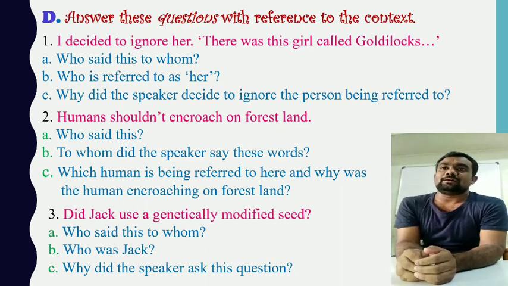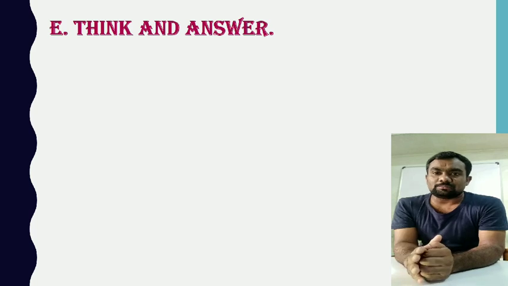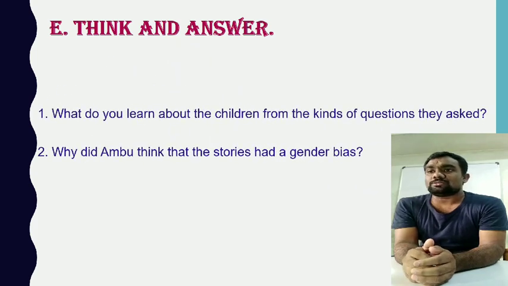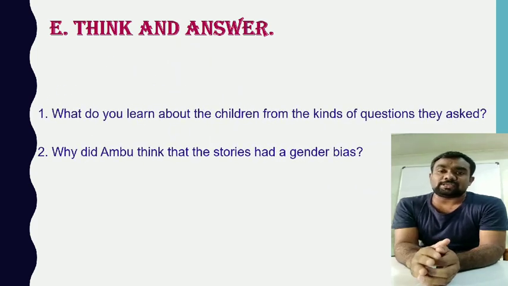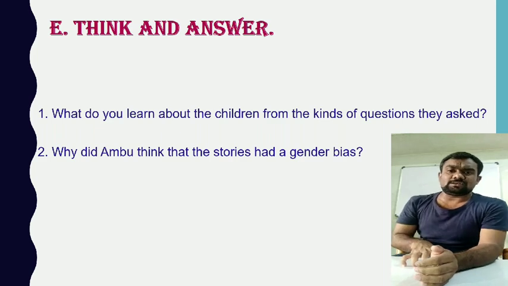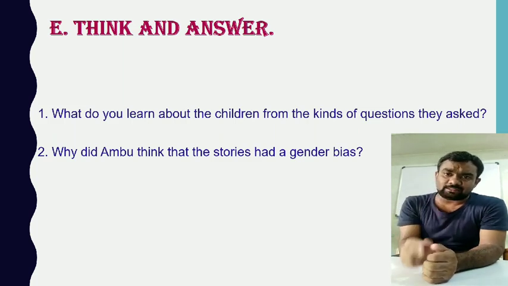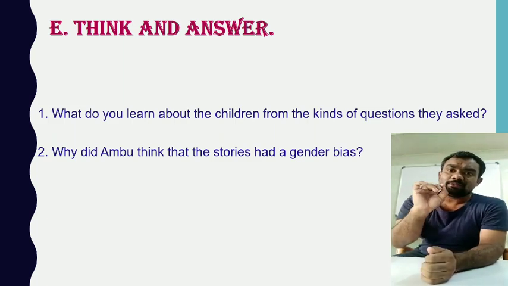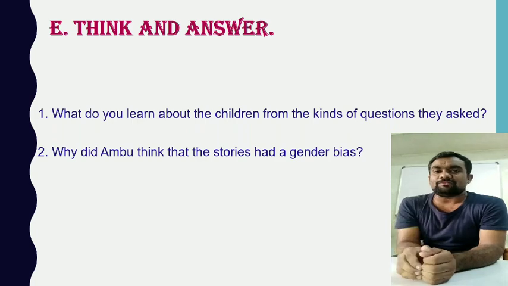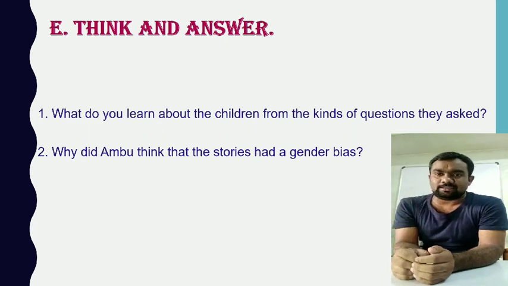Let us move forward with D1, think and answer. These are the moral based questions. Let us see them. First question is, what do you learn about the children from the kinds of questions they ask? Here, what do we understand about the children? Whenever they ask a question, first, they know all the stories. That's why they ask the questions. Second thing is they are critical. All the time they comment on the plot or story, or on the characters and their behavior. So they are critics of the plots and stories. By the questions we can understand this thing in this story.